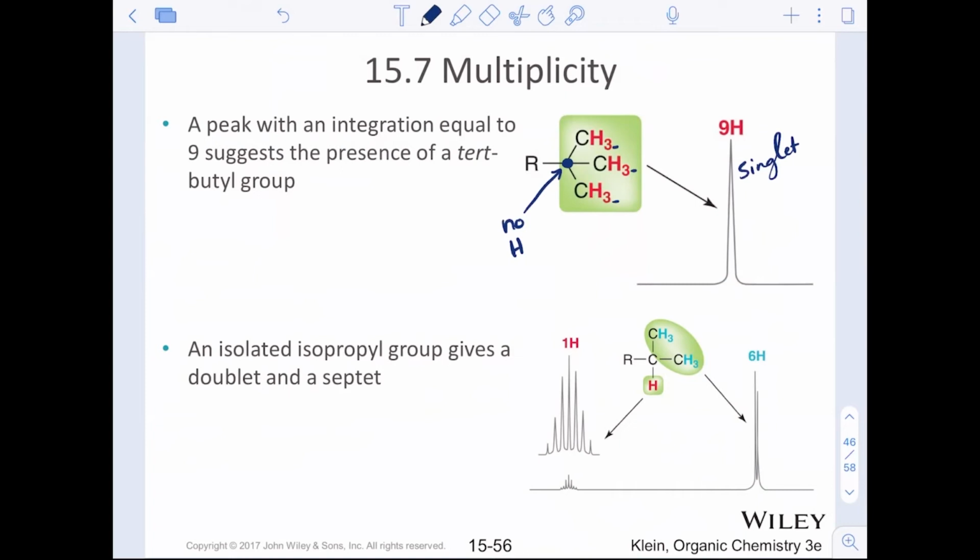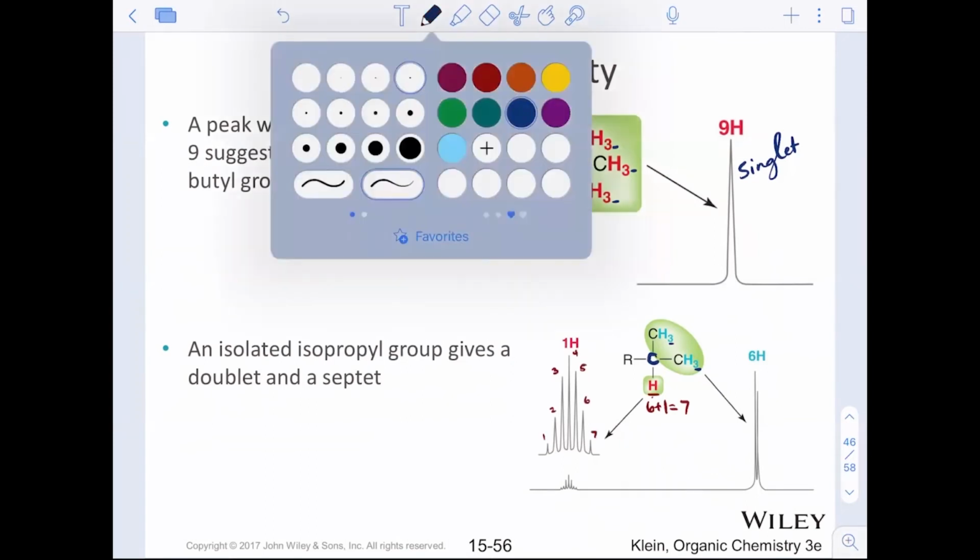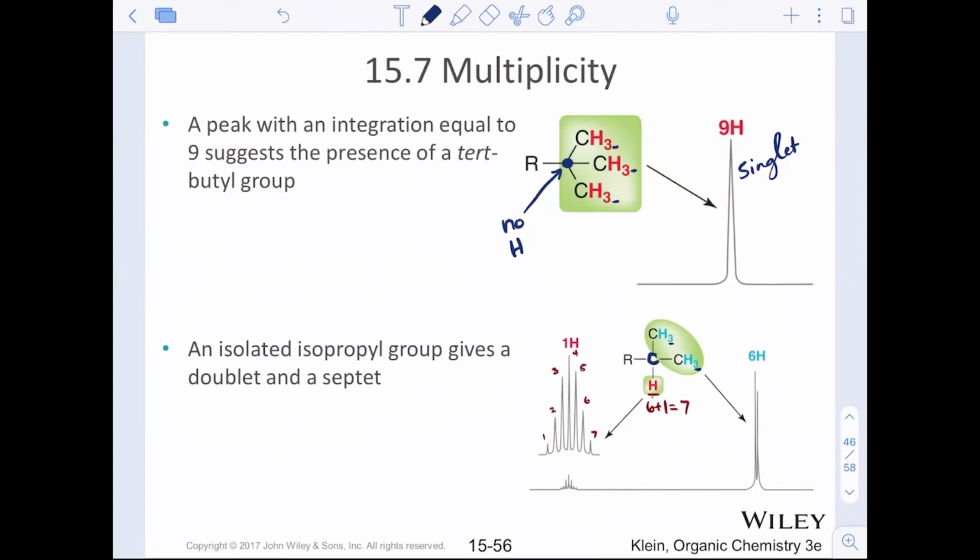An isolated isopropyl group has a carbon with 2 methyl groups and a single hydrogen. That hydrogen, with 6 neighbors, plus 1, should have 7 peaks. 1, 2, 3, 4, 5, 6, 7. The 6 methyl hydrogens, the 2 CH3 groups add up to 6. One neighbor should be split into 2 peaks. Beautiful.